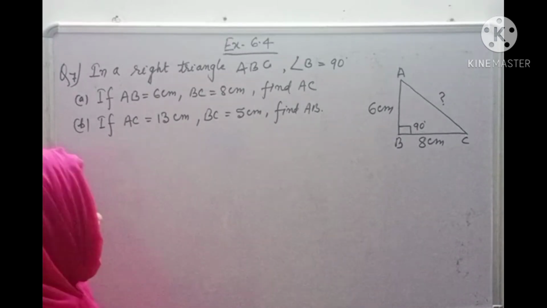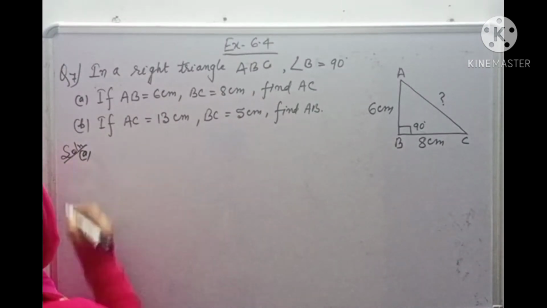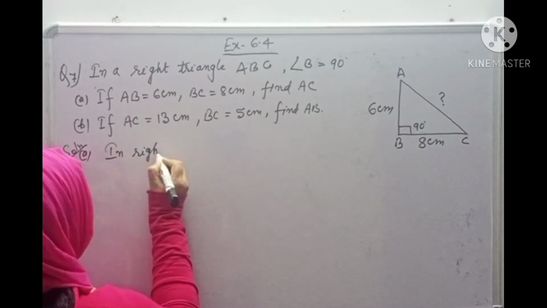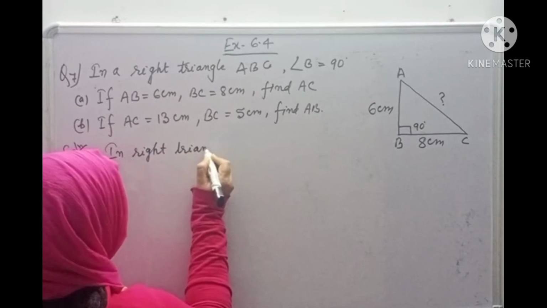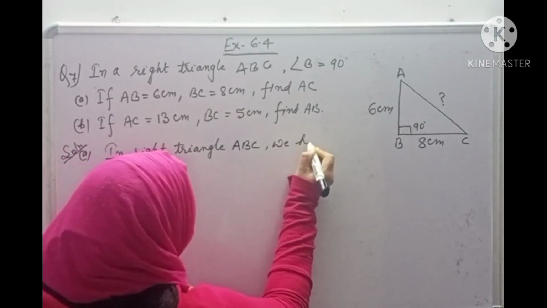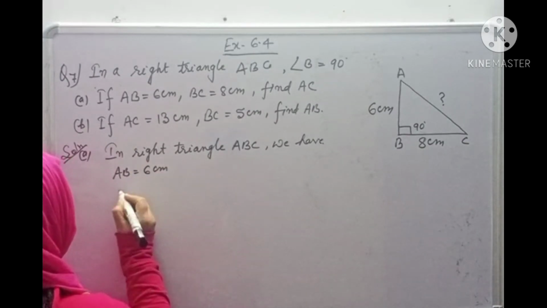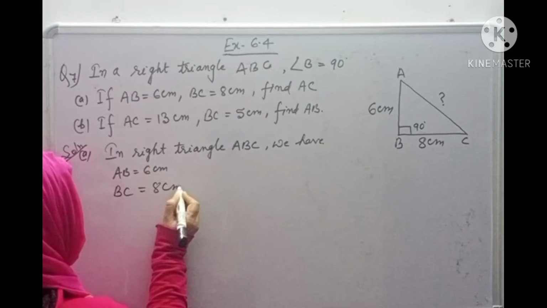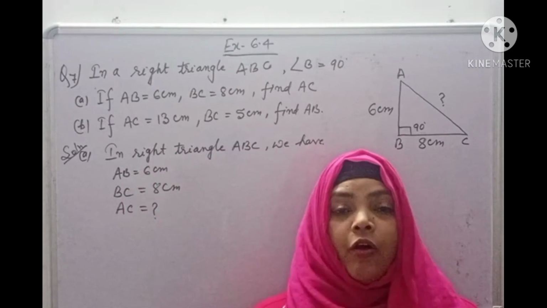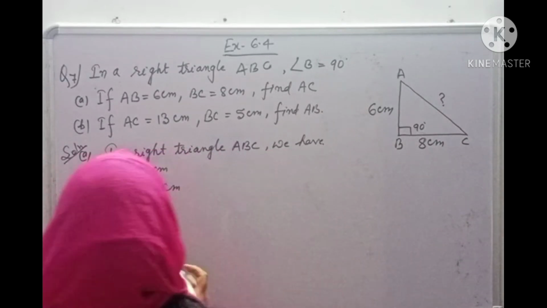Since it is a right triangle, note down first of all the solution of A part. In right triangle ABC, what do we have? AB is equal to 6 centimeter, BC is equal to 8 centimeter, and we have to find AC. What is the length of AC? Got it? By using Pythagoras theorem.